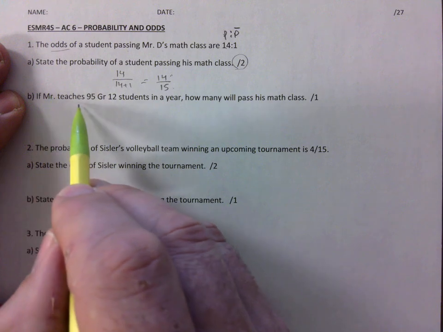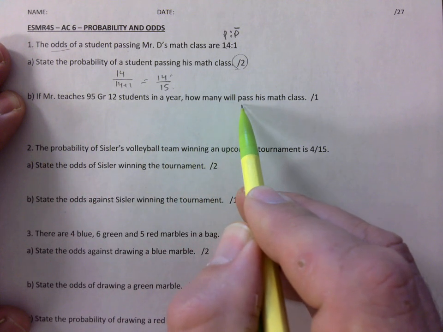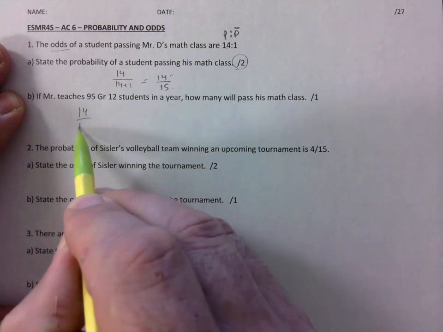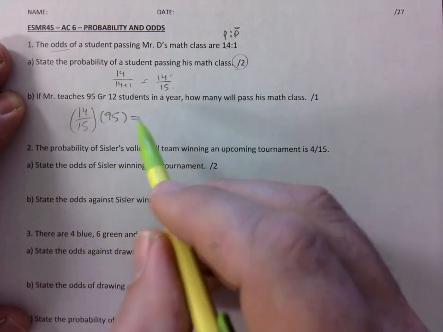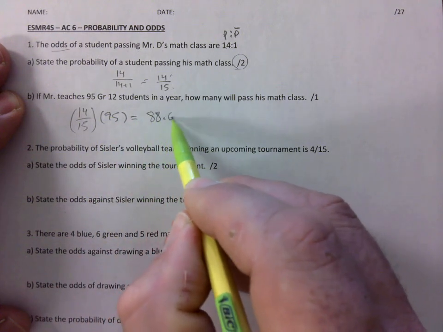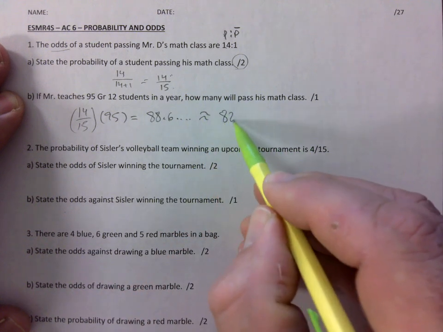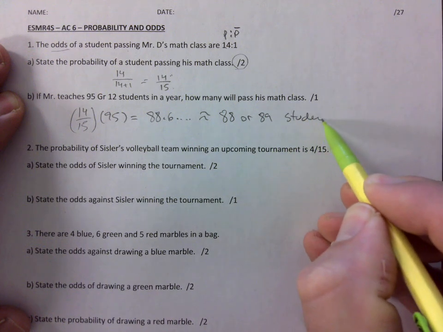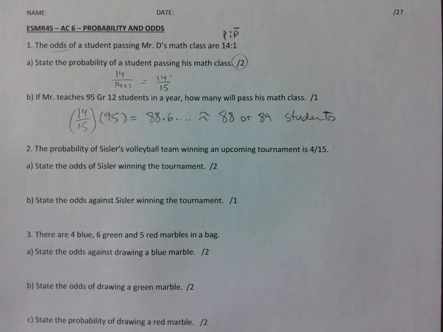If Mr. D teaches 95 grade 12 students in a year, how many will pass his math test? You're making a prediction. So you go 14 over 15, and you multiply that by 95. You get 88.6, and that keeps going. So as long as you answer 88 or 89 students. Okay.